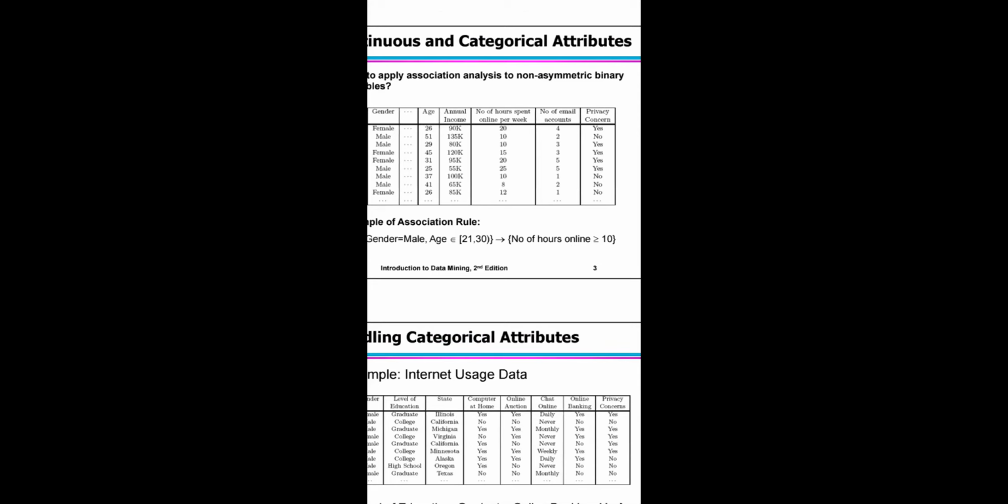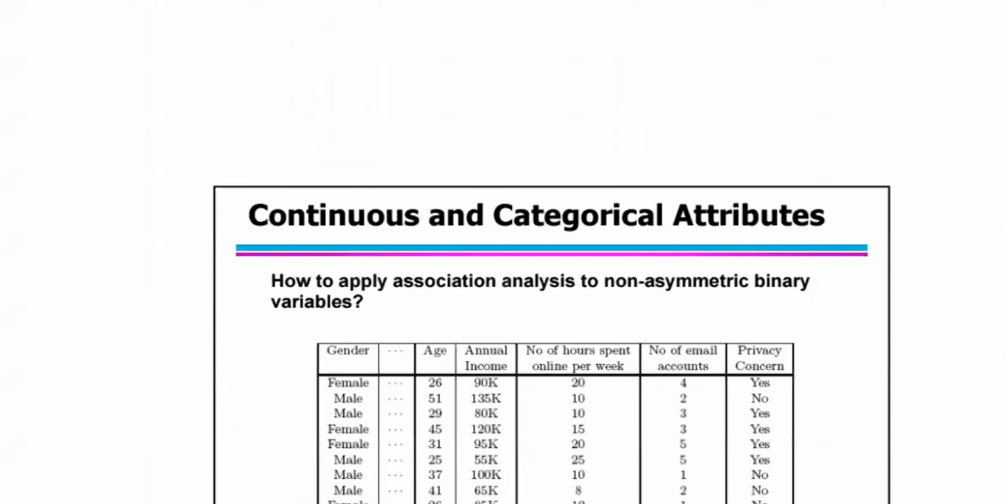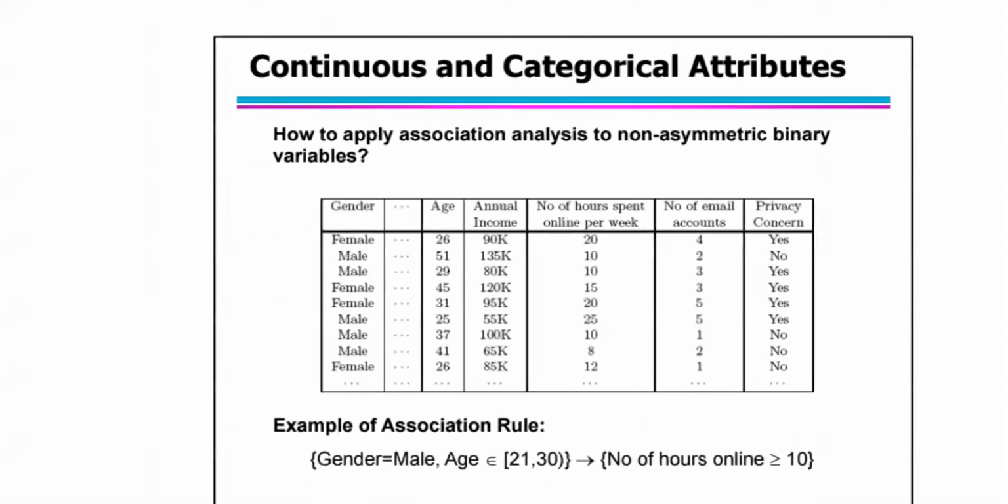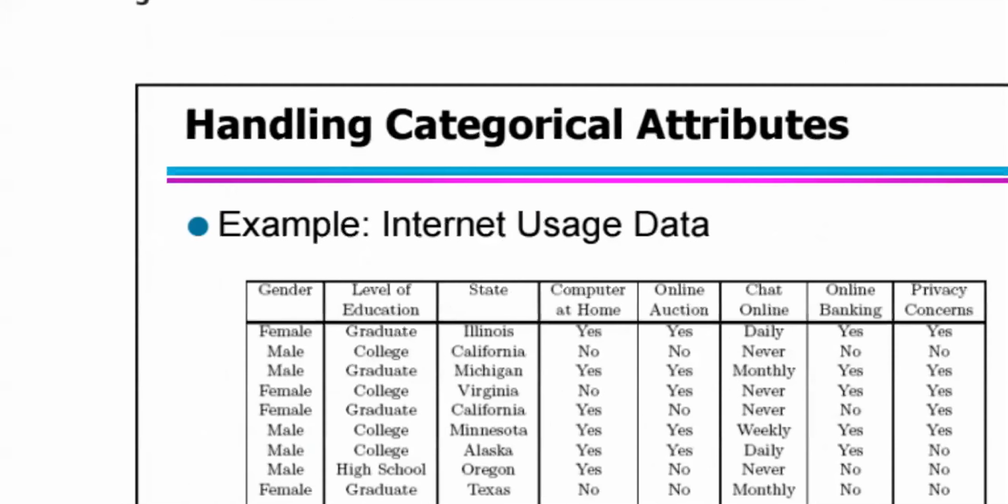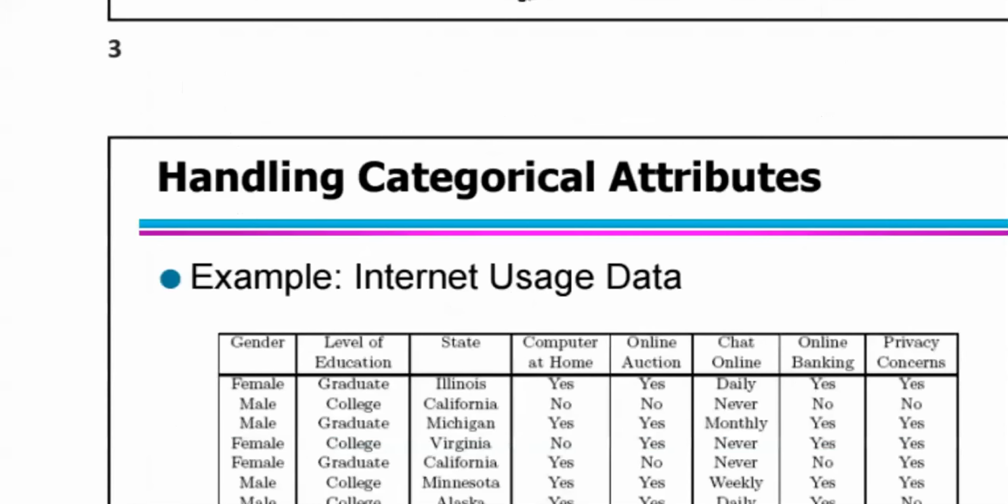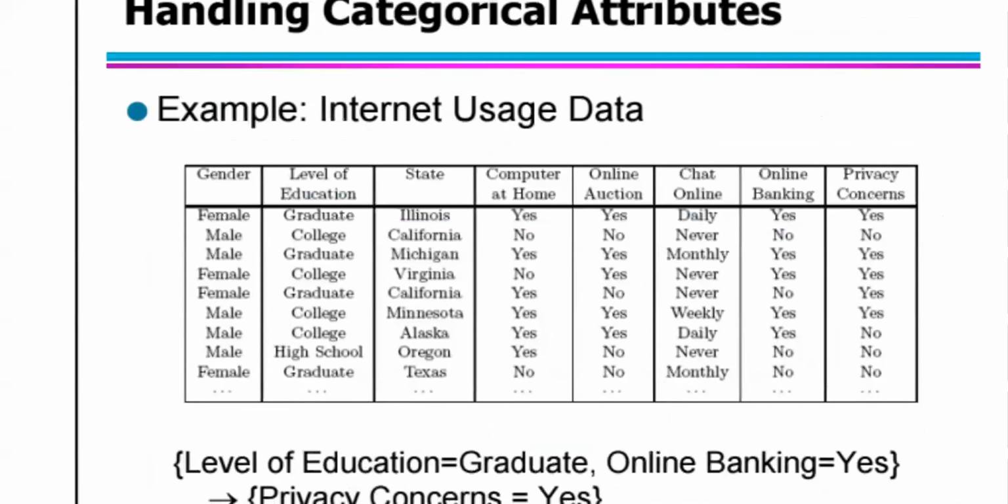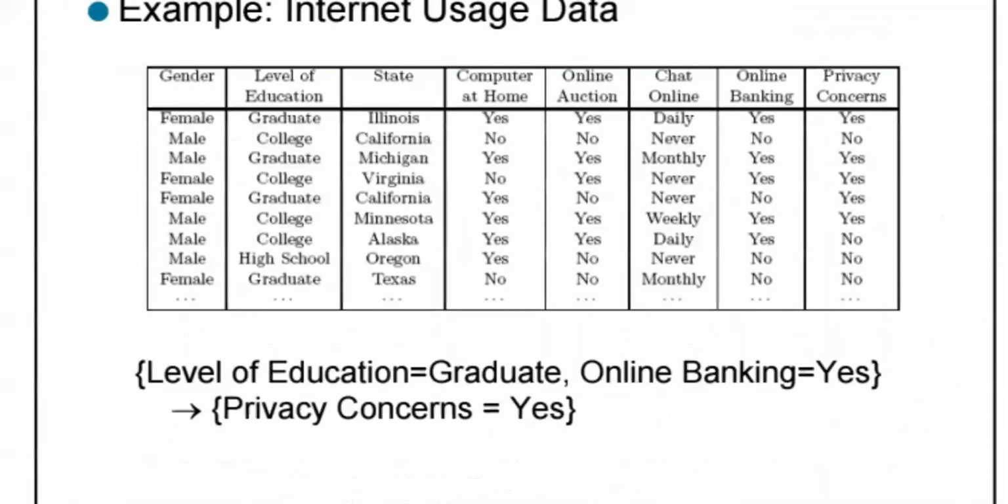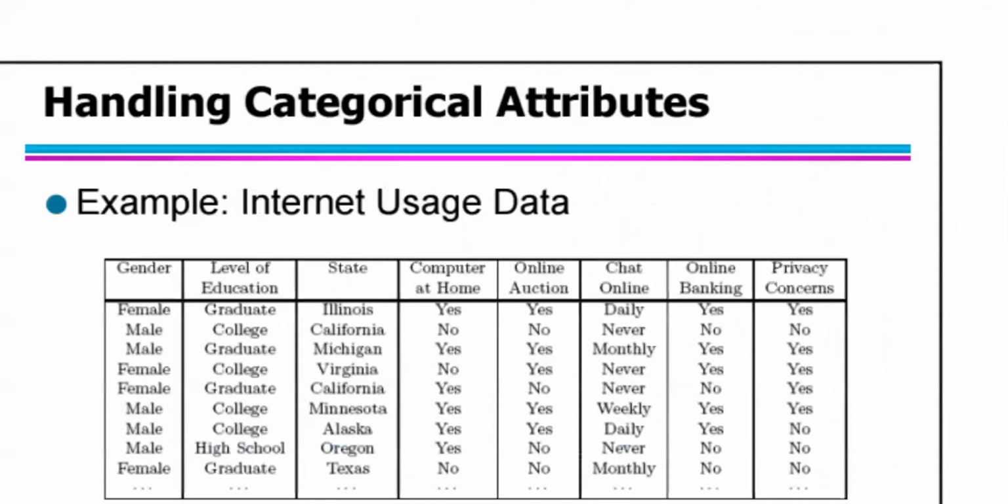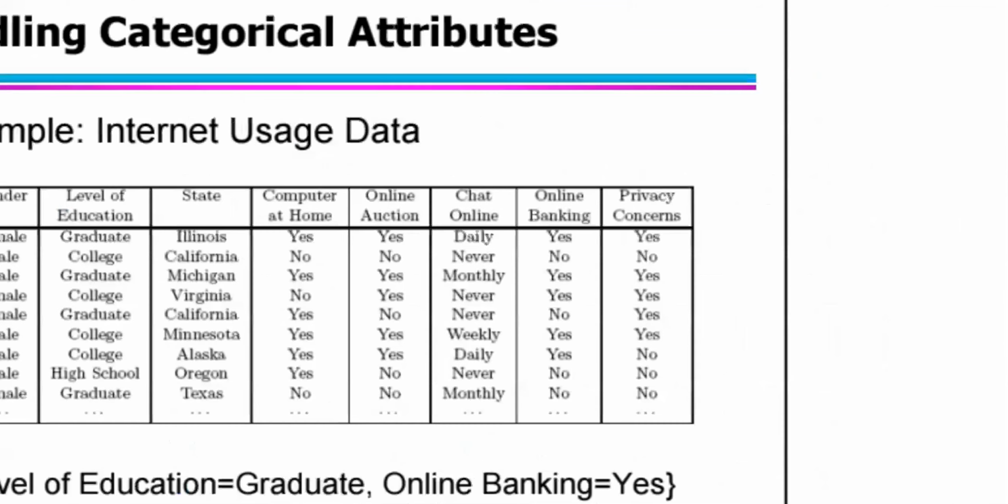Internet survey data with categorical attributes. Here, in detail, is how to apply these categorical attributes. I want to give this data: female, level of education. This is a categorical attribute. How do we handle these categorical attributes? So here we have to see.